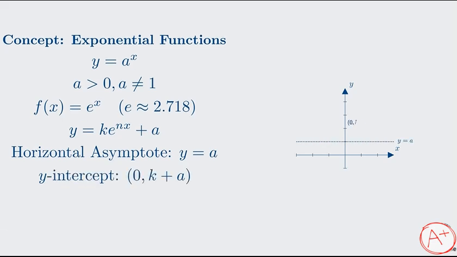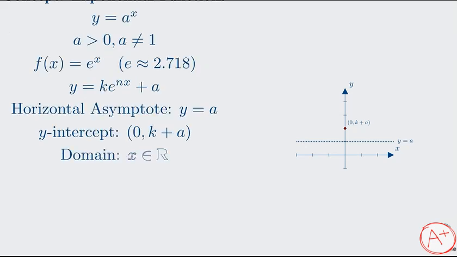Next, the y-intercept. We find this by setting x to 0. Since e to the power of 0 is 1, the intercept is always the point 0, k plus a. The domain is always all real values of x. However, the range is restricted by the asymptote. If k is positive, the graph stays above the asymptote, so y is greater than a.